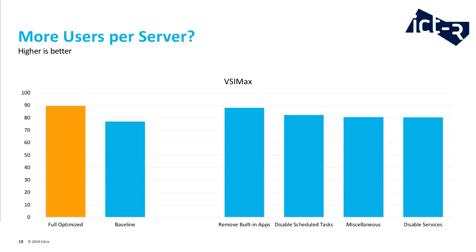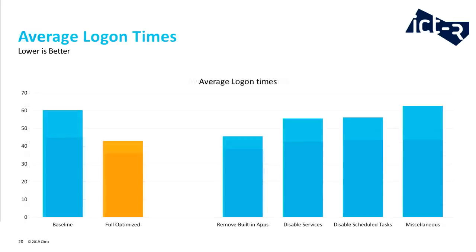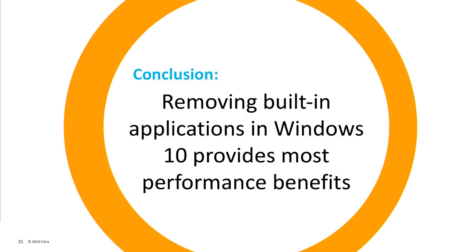So this is the number of users that we can put on the server, and all the other metrics that we've seen are pretty much following this. So when we check the CPU, remove built-in applications, you get most of the benefits. Logon times, for example, remove built-in applications, you get most of the benefits. So in conclusion, if you are afraid of optimizing your images, if you are afraid of the stability, compatibility of the system, whatever, just by removing the built-in applications, you are already making a huge difference on the Windows 10 operating system that you are deploying.